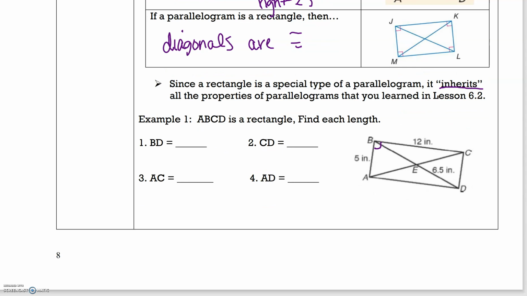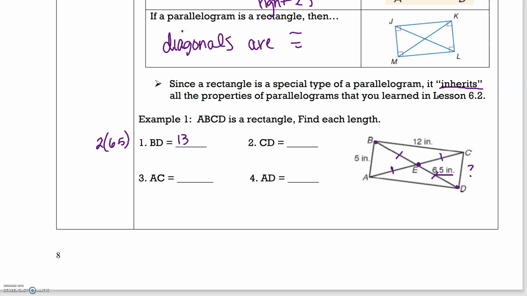So we know that these are all going to be right angles, and we know that the diagonals are going to be congruent. We also know that the diagonals bisect each other if it is a parallelogram. So if these are congruent and they bisect each other, then these little halves here from BE to EC to AE are all going to be the same. So for BD, if I want to find the whole length and I know half is 6.5, then I'm going to double it. And I know that BD is 13.